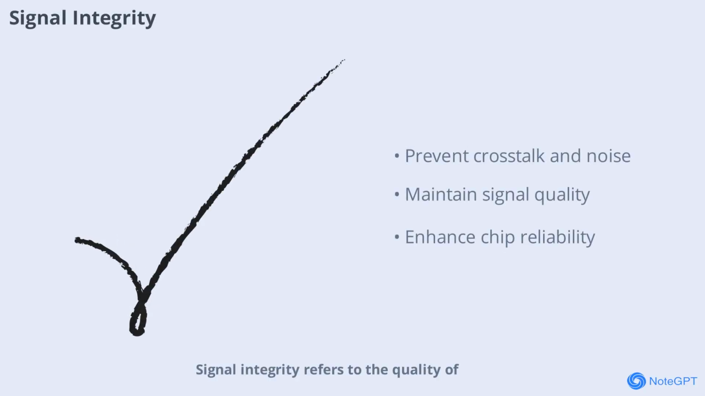Signal integrity refers to the quality of electrical signals as they travel through the chip. Issues like crosstalk, noise, and reflections can degrade signal quality, leading to errors. Designers use various techniques to maintain signal integrity, such as shielding, proper routing, and careful layout. Ensuring signal integrity is vital for the performance and reliability of VLSI chips, especially at high speeds.